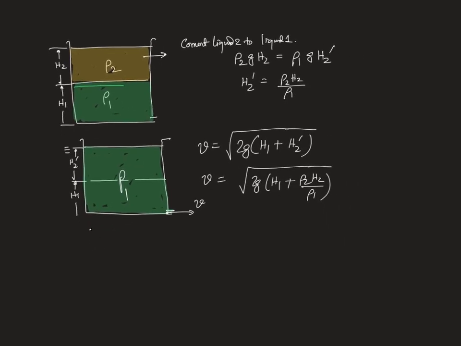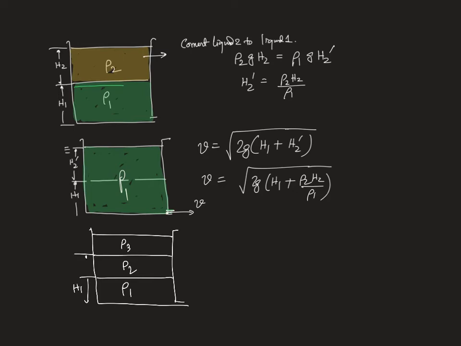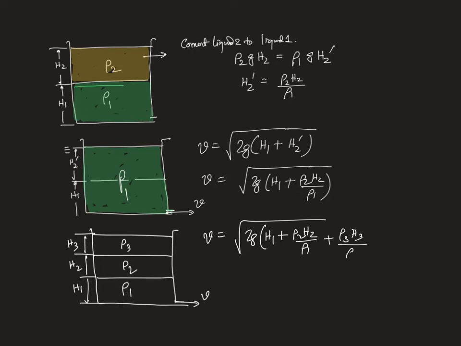So that means, say if you see, instead of 2 liquids you can have 3 liquids of, say, density rho 1, rho 2, rho 3 and heights H1, H2 and H3 respectively. Then you can find out the speed V as root over of 2G into H1 plus rho 2 H2 by rho 1 plus rho 3 H3 by rho 1, because you have converted the whole liquid into the liquid of density rho 1.